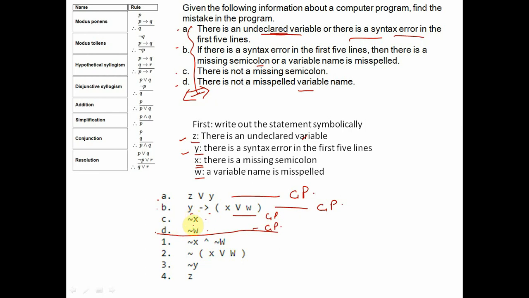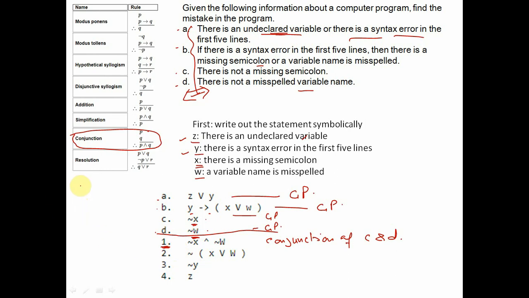Now, I have negation of X and I have negation of W. So I can apply the conjunction rule over here, which says if P and Q, then P and Q. So I can apply conjunction of C and D. By applying conjunction of C and D, I get this derived premise.